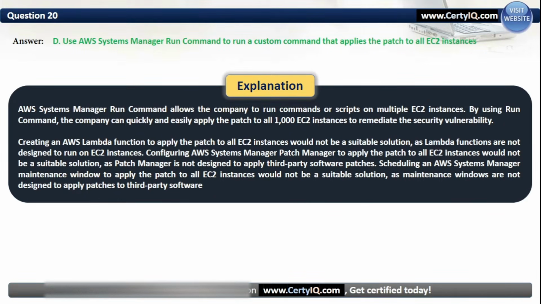AWS Systems Manager Run Command allows the company to run commands or scripts on multiple EC2 instances. By using Run Command, the company can quickly and easily apply the patch to all 1000 EC2 instances to remediate the security vulnerability. Creating an AWS Lambda function to apply the patch to all EC2 instances would not be a suitable solution, as Lambda functions are not designed to run on EC2 instances.